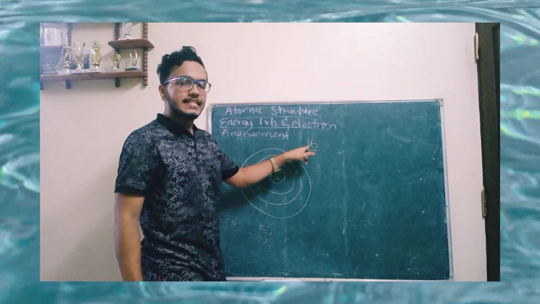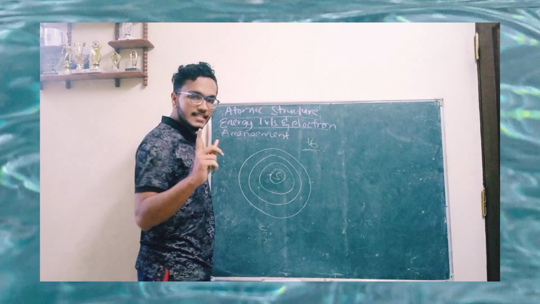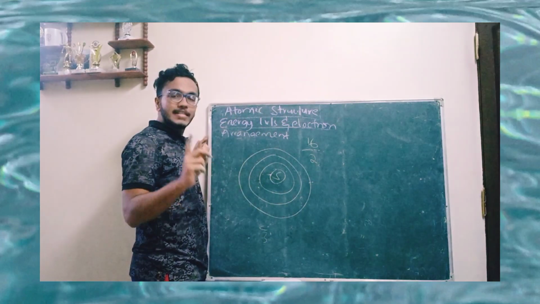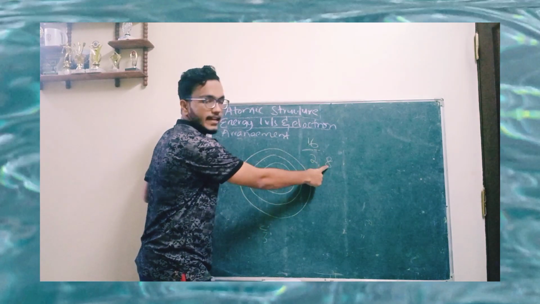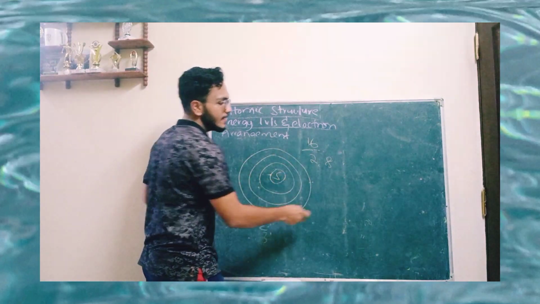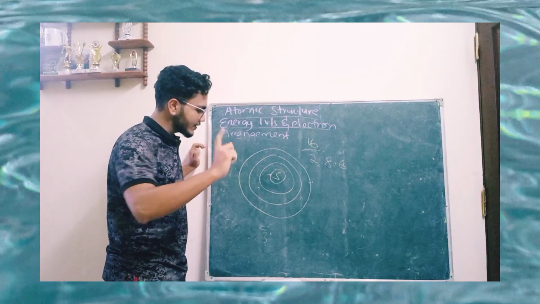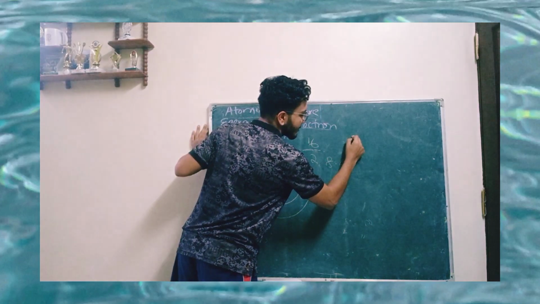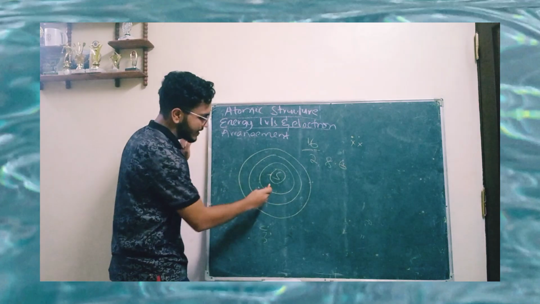Now how will 16 be represented? As we saw, the first energy level can accommodate a maximum of 2 electrons. The second energy level can accommodate a maximum of 8 electrons. How many are left? 16 minus 2 and 8, that is 10. 16 minus 10? 6. So the third energy level will have 6. Now how are electrons represented? Electrons are represented with dots or crosses on the energy levels.